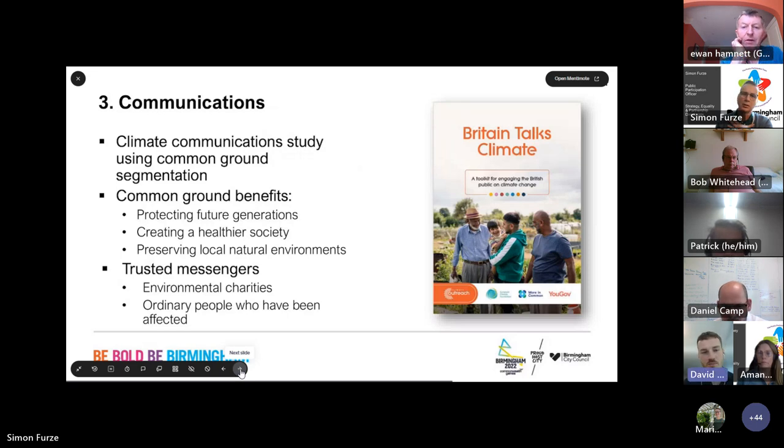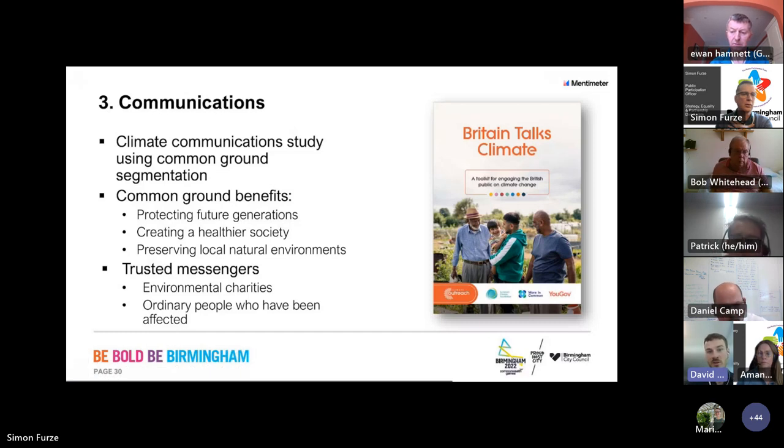So another bit of research to be drawing on is the Britain Talks Climate report by Climate Outreach, which is really rooted around what are the common grounds that we can agree on. It uses a more uncommon segmentation of the country, with distinct groups that people often fall into in terms of their worldview and their political views. And what are the different framings and messages that all those groups can agree on? Quite often it's around protecting future generations, that responsibility to children and future generations, creating a healthier society and preserving our local natural environments, really bringing it back to the local, the immediate place, and to the people we live with. And it really highlights the role of trusted messengers, so environmental charities and ordinary people who've been affected.